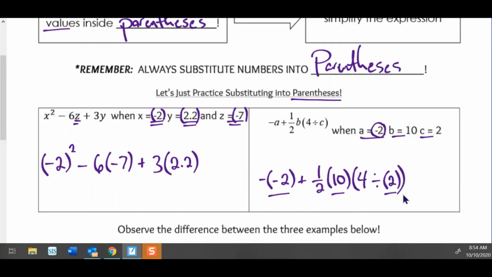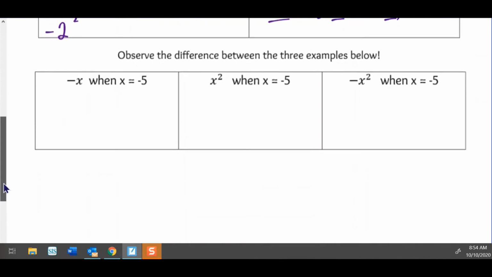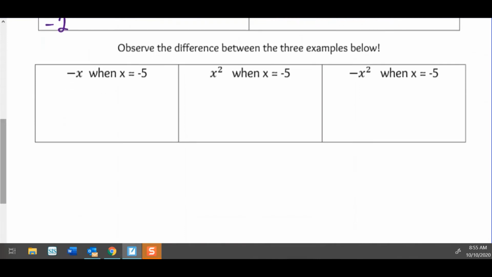Each number gets its own set of parentheses, and sometimes that's more important than others. In this one, that actually doesn't affect anything. Here, I think it just cleans it up. Here, it's very important that you're seeing this as multiplication. This operation is different from that operation. So sometimes it's extremely important that you're putting it in parentheses, and sometimes it just kind of clears up exactly what's happening. All right, and this is basically the times when it's especially important.